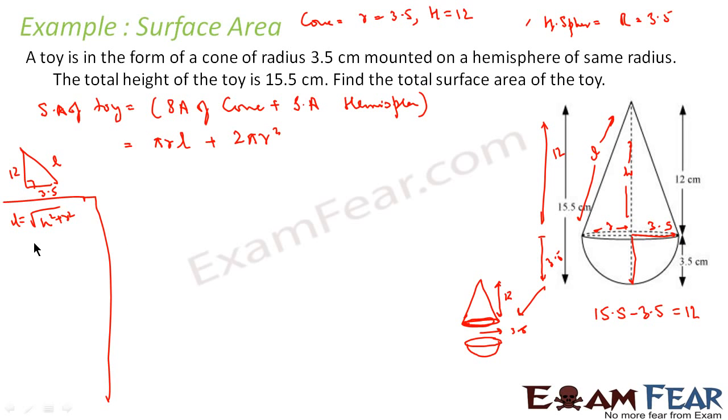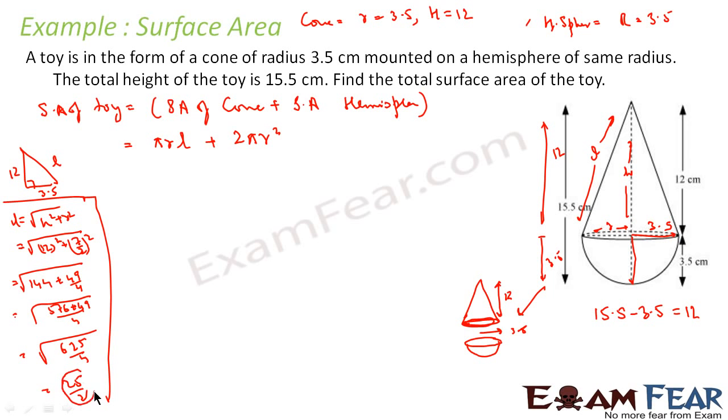We'll put the values here. So this becomes root of 12 square plus 3.5, that is 7 by 2, square. So expand this further, you get 144 plus 49 by 4. Further you get 4 common, 144 into 4 is 576 plus 49. So this becomes root of 625 by 4, and this becomes 25 by 2. So L is 25 by 2.